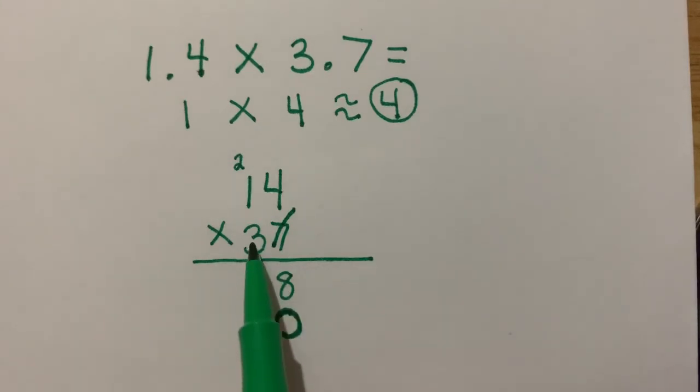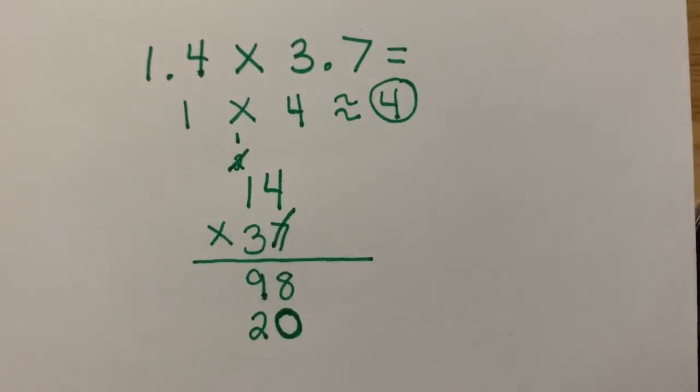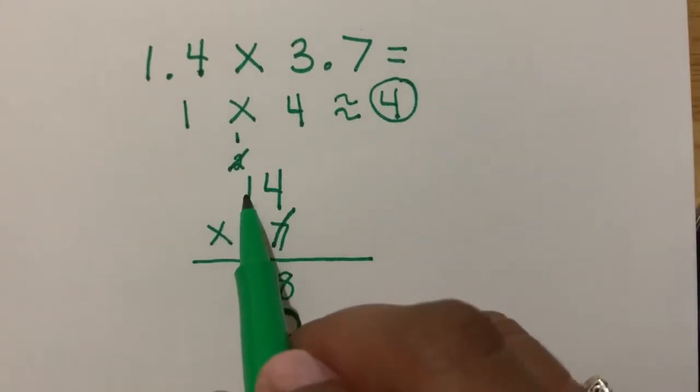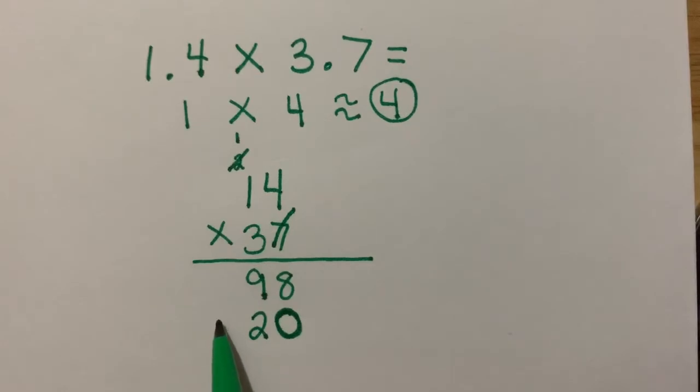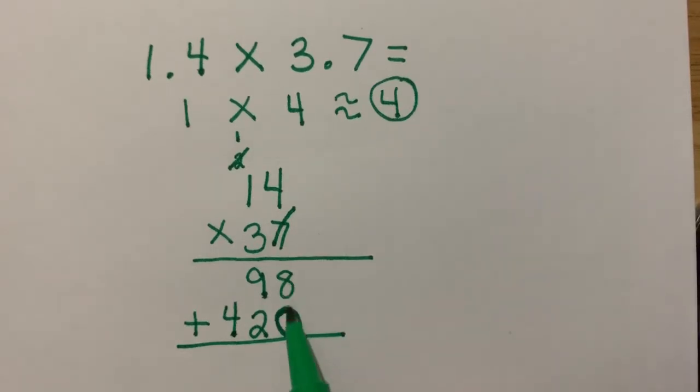Okay, so 3 times 4 is 12. So I'm going to put my 1 and carry my 1. 3 times 1 is 3, plus 1 is 4. And then I'm going to add them. Okay, 8 plus 0 is 8. 9 plus 2 is 11. Carry the 1. And 4 plus 1 is 5.